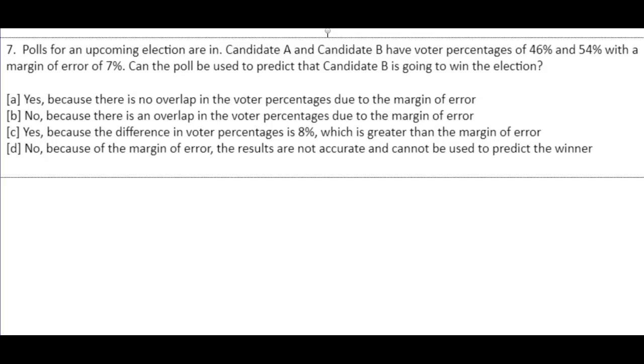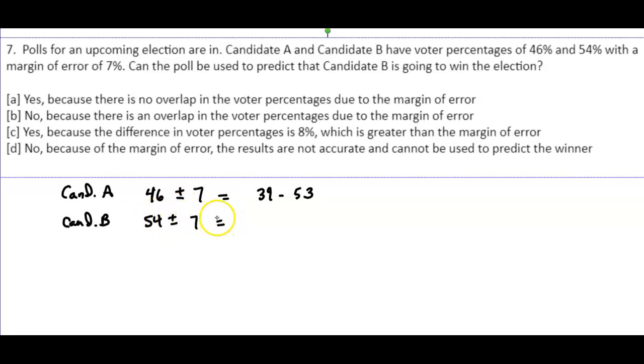Let's look at candidate A. Candidate A has a 46% population mean. We're going to add and subtract that margin of error of 7. That's going to give me a range of values of 39 to 53. For candidate B, we're going to do the same thing, but his percentage is 54%. We're going to add and subtract that 7. That gives us a range of 47 to 61.